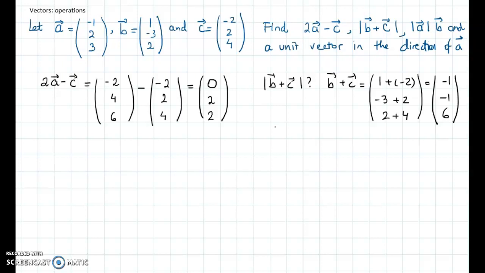Now we want to find the magnitude of this vector. So we want to find the square root of the sum of the squares of the components. So -1 squared plus -1 squared plus 6 squared. This is the square root of 38.